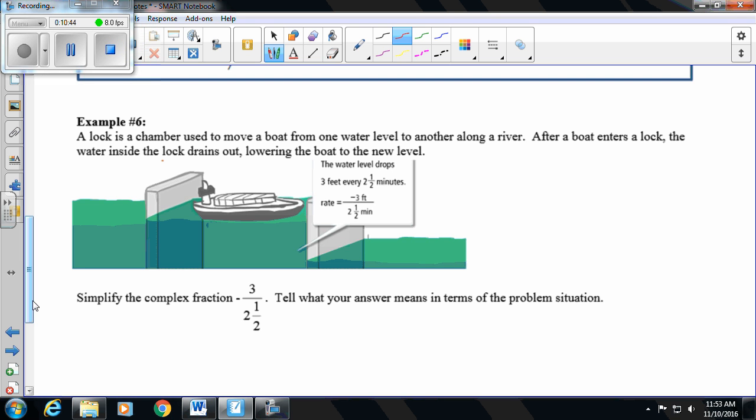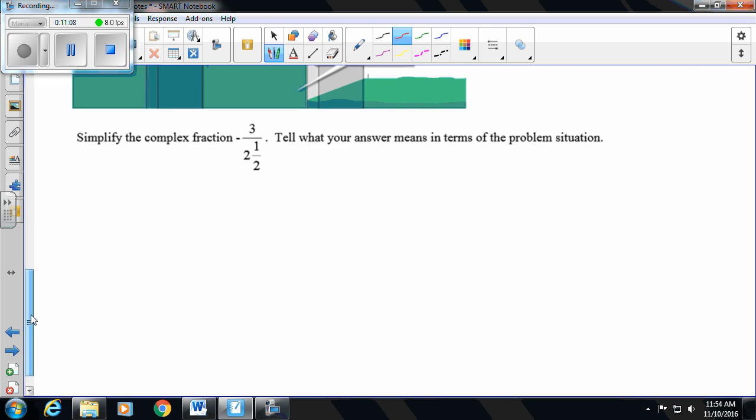A lock is a chamber used to move a boat from one water level to another along a river. After a boat enters the lock, the water inside the lock drains out, lowering the boat to the new level. So in this case, the water level drops 3 feet for every 2.5 minutes. So we have the rate of negative 3 feet over 2.5 minutes. Simplify this complex fraction and tell us what this means.